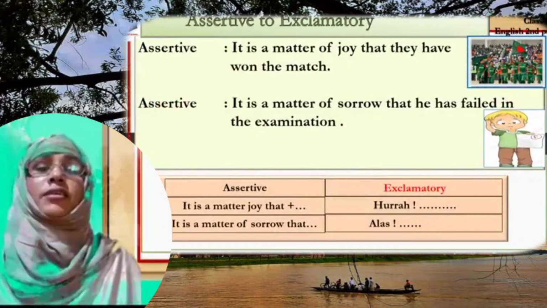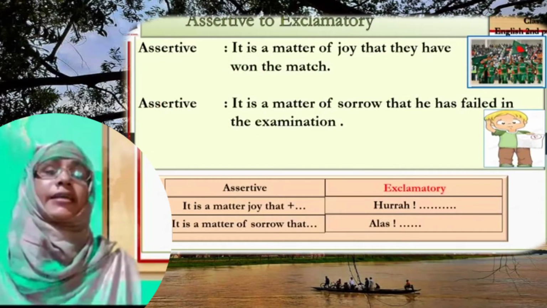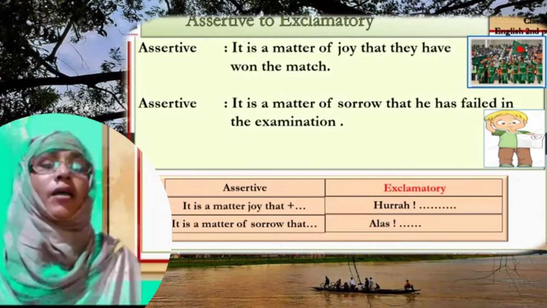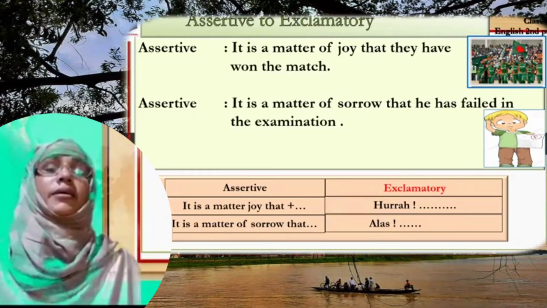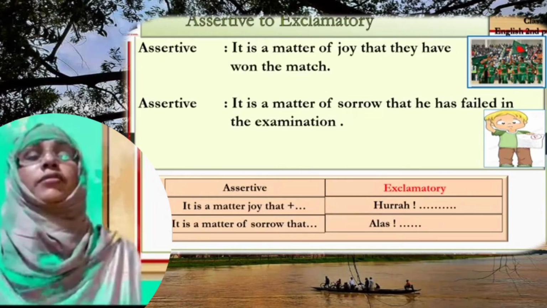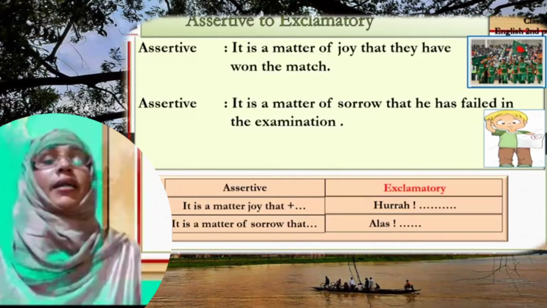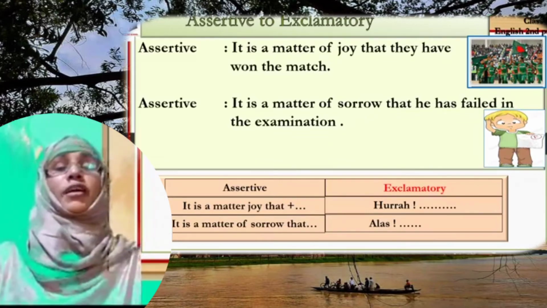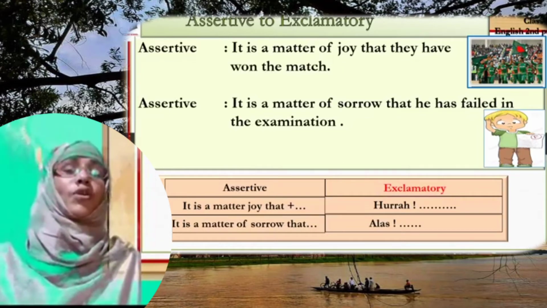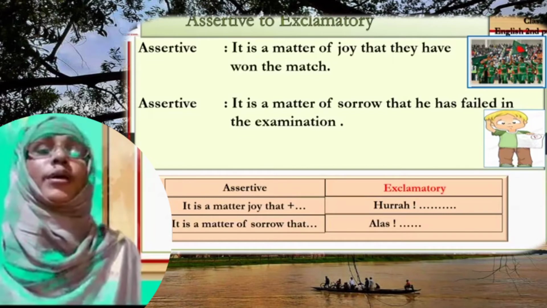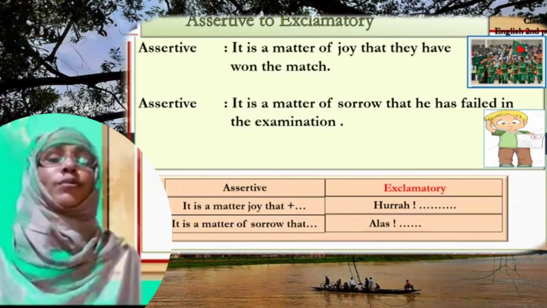Now next sentence: it is a matter of joy that they have won the match. Here, if we translate it into Bengali, it means it is a matter of joy that they have won the match. It is a matter of sorrow that means a matter of sadness. So it is a matter of joy, happiness. There is an exclamatory word to express joy. What is it? Hooray. We can use hooray.